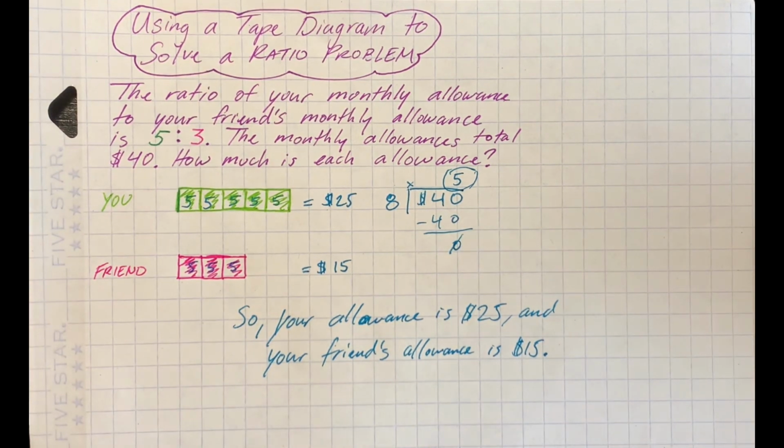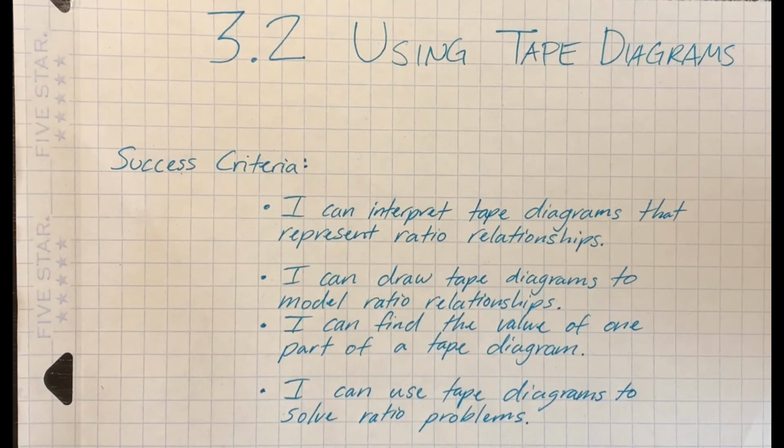All right, so that's basically how we use tape diagrams. Again, tape diagrams are basically ratios. You're still working with ratios, and we're just drawing pictures so that you can visually see it. By now you should be able to interpret tape diagrams that represent ratio relationships. Interpret means understand tape diagrams. You should also be able to draw tape diagrams to model ratio relationships, find the value of one part of a tape diagram, and use tape diagrams to solve ratio problems.